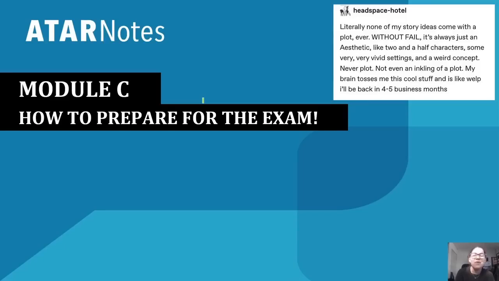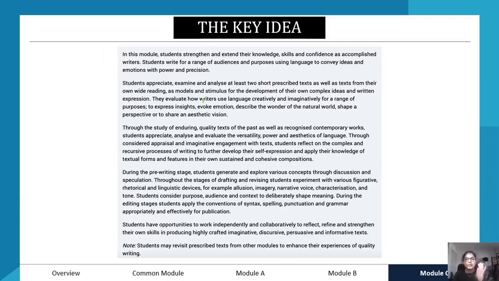So yeah, we obviously want to have a plot for our Module C, and the reason that we want to have a plot is because we don't have 4 to 5 months to write a novel. We are writing for 40 minutes in the HSC paper, so you've got to make sure that you use that really well, that you have a plot, that you have a strong storyline that you are portraying through your text. So we'll leave that to you, but essentially this module is all about now putting everything together.